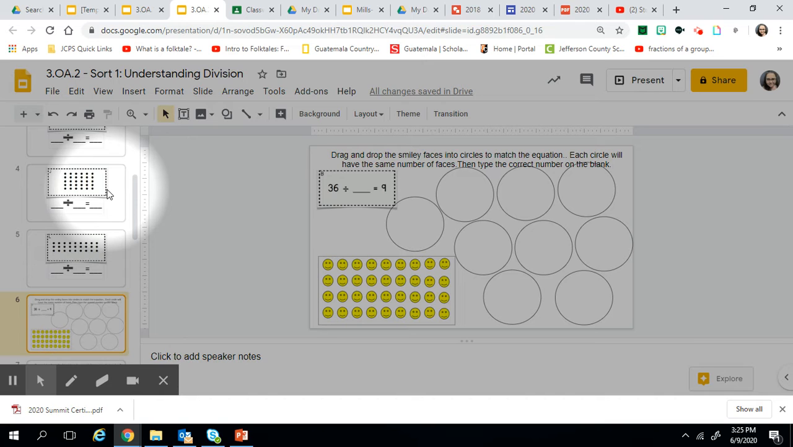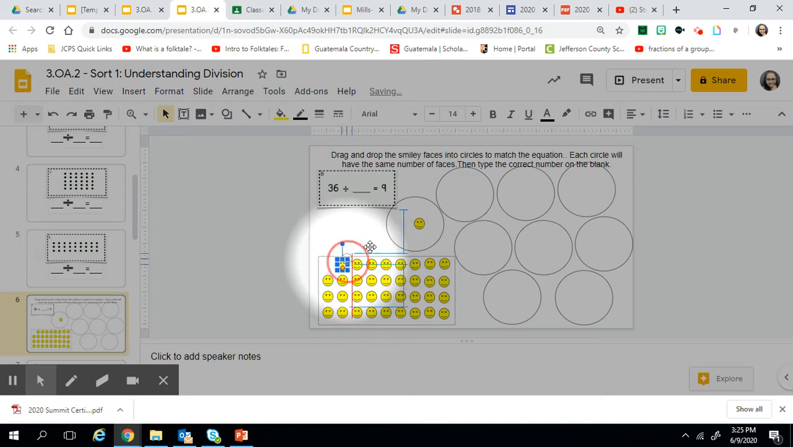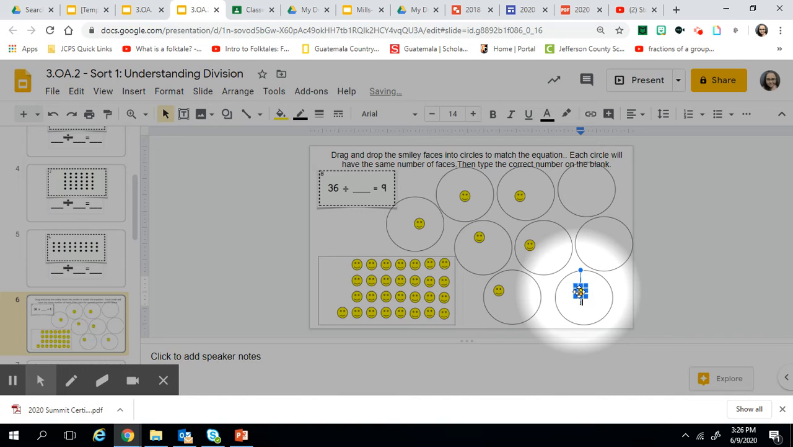So in the next section, I've given you the missing divisor. And what you'll have to do then is find out the answer, which would be what's missing. And one way to do that is to take these smiley faces and evenly distribute them until there are none left. So I'm going to keep doing this.